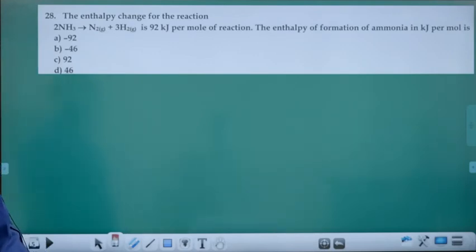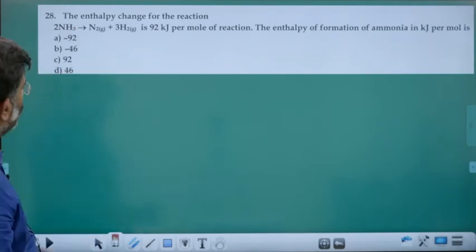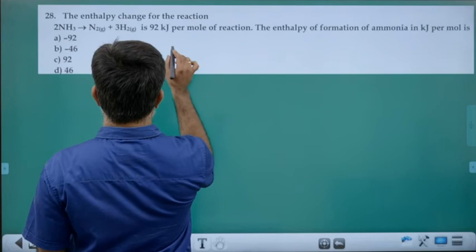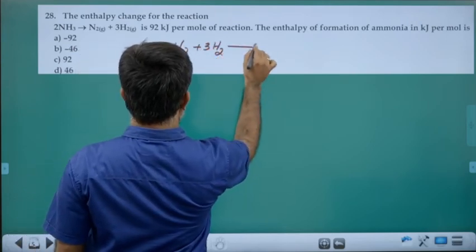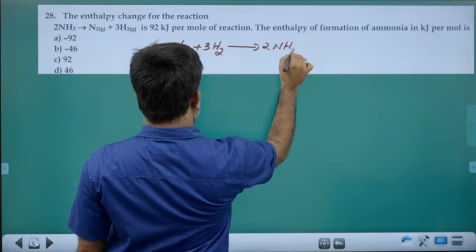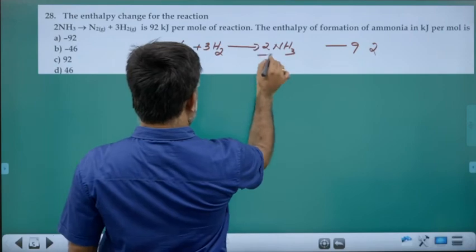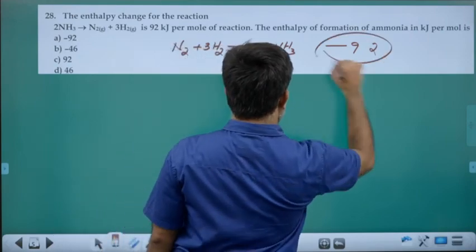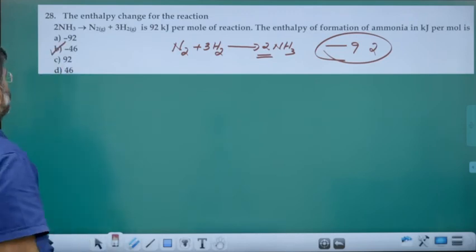Enthalpy change for the reaction given. Enthalpy of formation of ammonia in kilojoule per mole. You see, decomposition value is 92. Therefore, formation value will be minus 92. The reverse reaction, N2 plus 3H2 giving 2NH3 will be minus 92. That is for 2 mole ammonia. So for 1 mole ammonia, it will be minus 46. Option B.